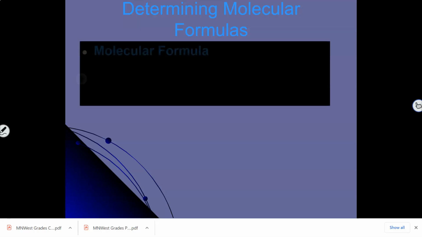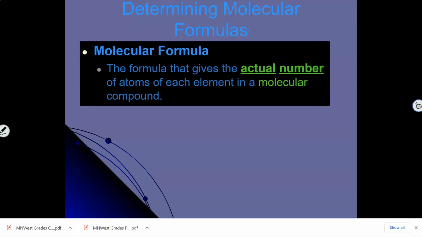So the molecular formula of a substance is the formula that gives the actual number of atoms of each element in a molecular compound. Now, empirical formula is the simplest whole number ratio, which is determined by data from a lab that was done, which we did with the zinc chloride. So here would be an example of this.